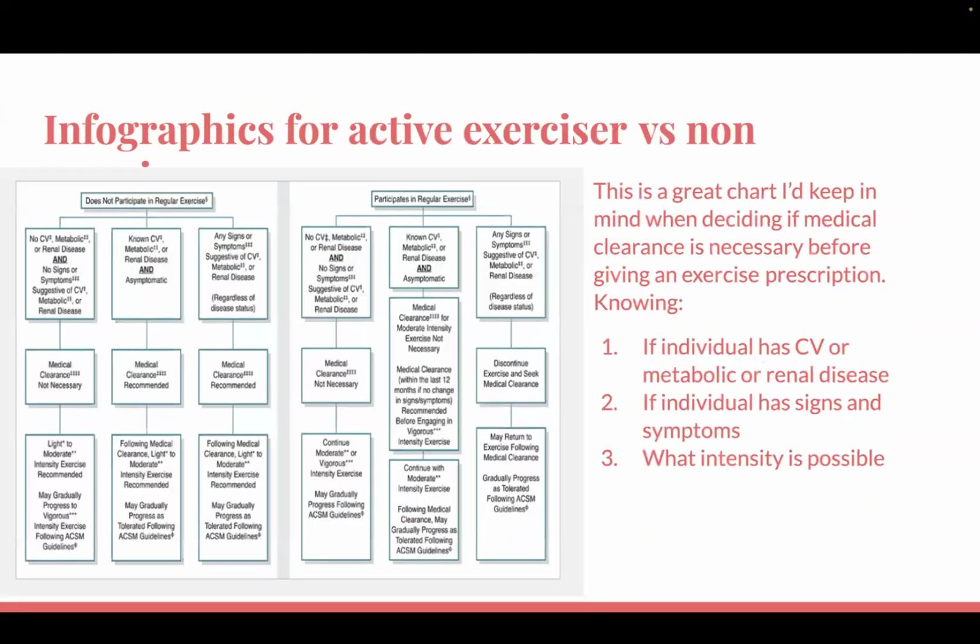So these are two infographics for active exercisers versus non. I think these are pretty helpful if you guys have seen these before. It deals with if the individual has heart disease, metabolic disease, or renal disease, and then if the individual has signs or symptoms and what intensity is possible.